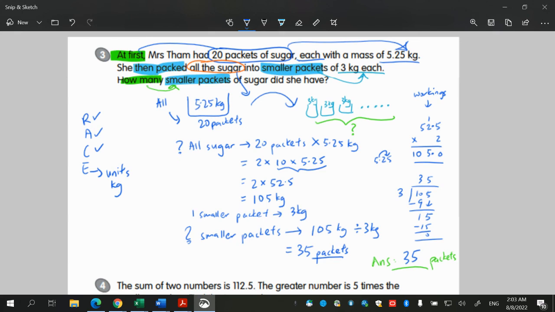Okay, that's about it for this question. If you have another method, which some of you will, feel free to share it with me. That's the end of question 3. In my next video, we'll look at the next question, question 4.